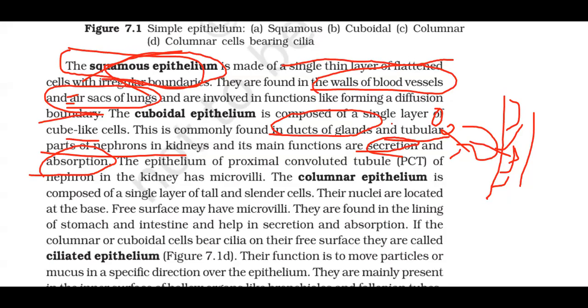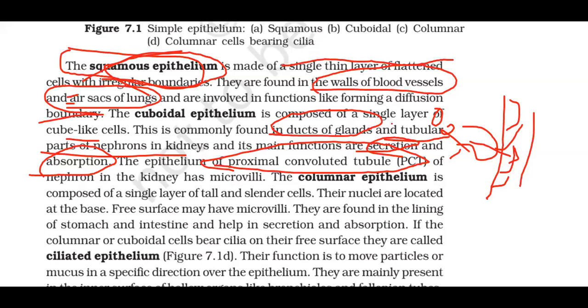Osmoregulation is very important for the circulatory system, right? So in that place, secretion and absorption are very important. So cuboidal epithelium is located in the nephrons of the kidney. That's why they are involved in functions like secretion and absorption. They also mention the epithelium of the proximal convoluted tubule. If you look at the nephron, there are a few tubules: the proximal tubule, then the loop of Henle. So they clearly mention that the epithelium of the proximal convoluted tubule is this.